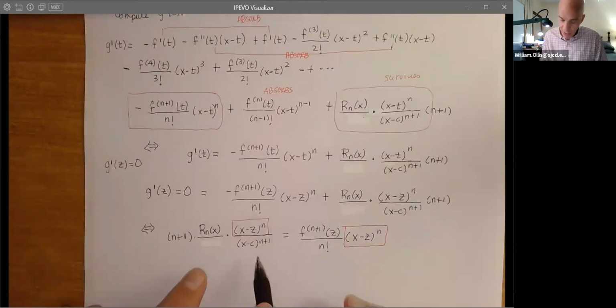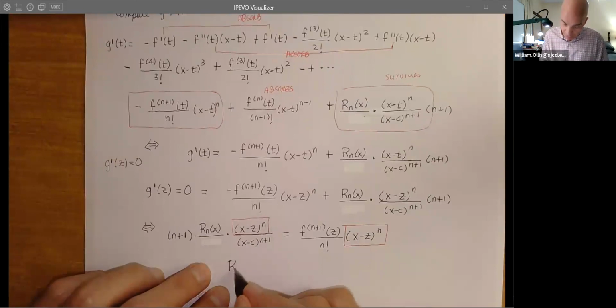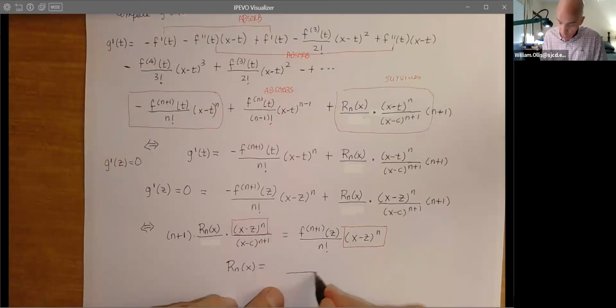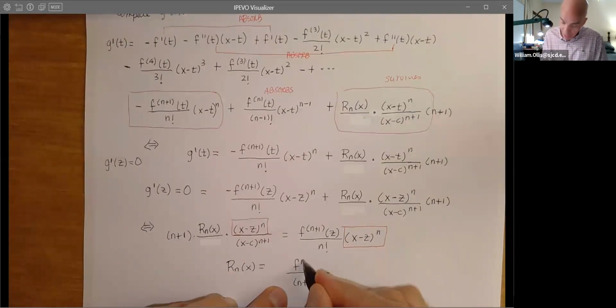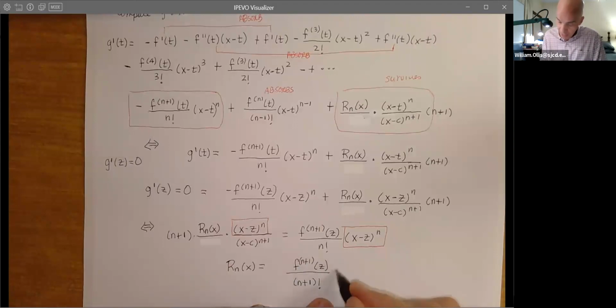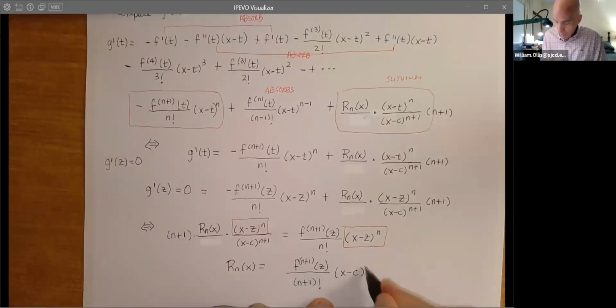So now notice when we solve for Rn, the remainder term, now we divide by n plus 1. That gives us the n factorial. So n plus 1 times n factorial is n plus 1 factorial by definition. And then we have the n plus first derivative evaluated at z. And then we multiply by x minus c to the n plus 1.